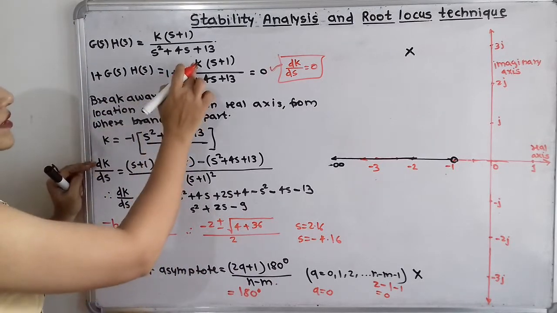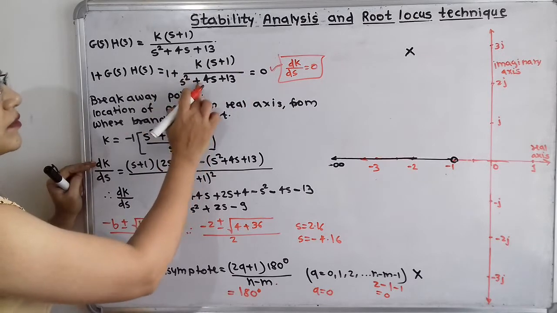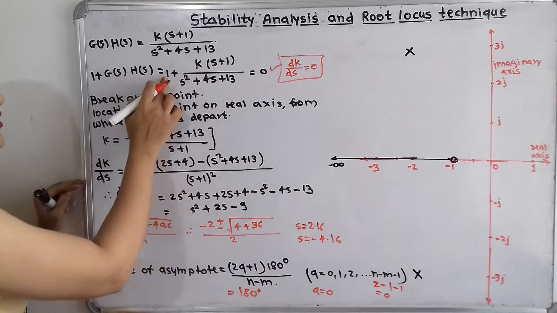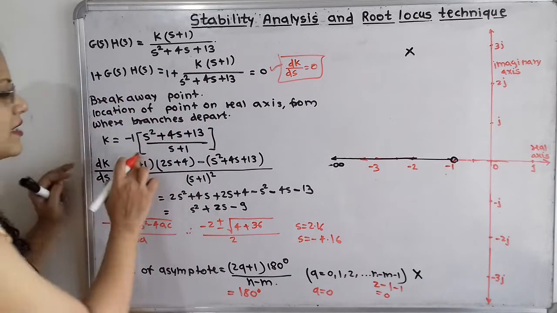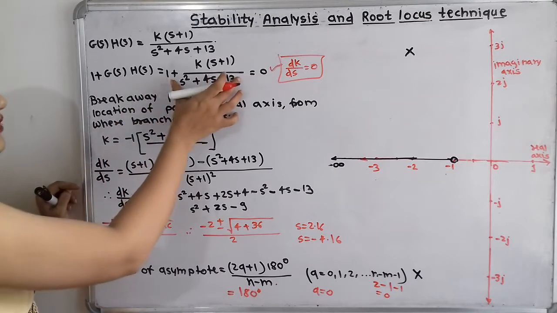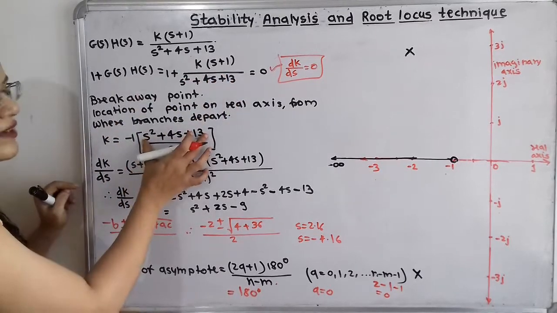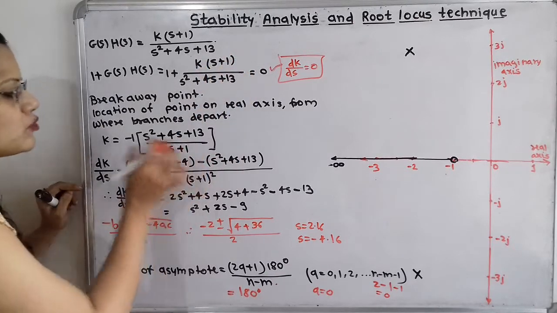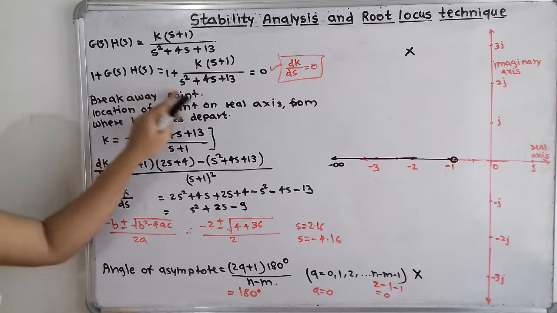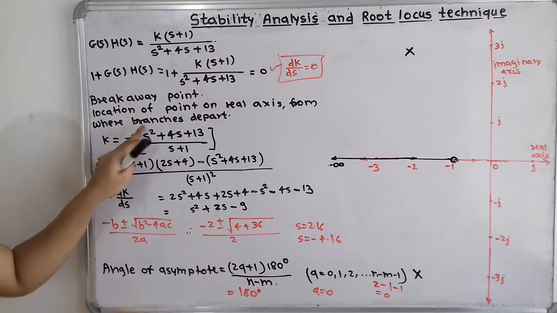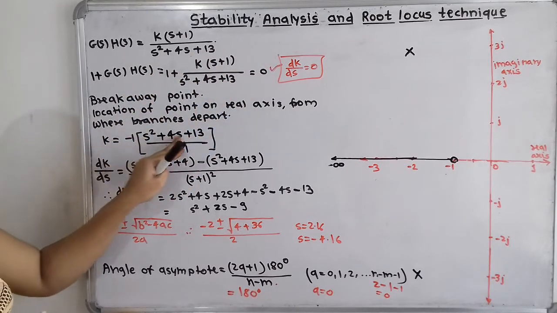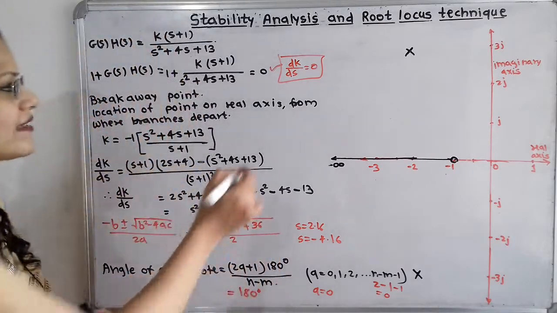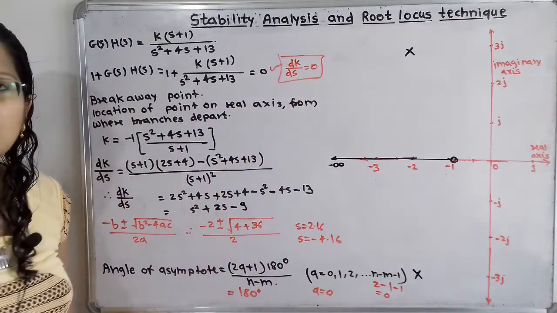So suppose 1 plus K times (s plus 1) divided by (s square plus 4s plus 13) is there. We will first transfer 1 to the left hand side, then it will become minus 1, and then I will move the denominator to the numerator, and the numerator will move to the denominator. So from this equation, K is equal to minus 1 in the bracket, (s square plus 4s plus 13) divided by (s plus 1).